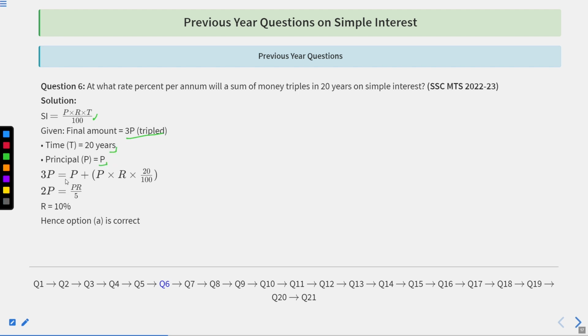So we have simple interest. We have amount equal to principal plus simple interest. So amount is 3P and principal is P, and the simple interest is P into R into 20 upon 100. So when you simplify this, you will have 2P equal to PR upon 5. So R is equal to 10%. So the option correct here is option A.